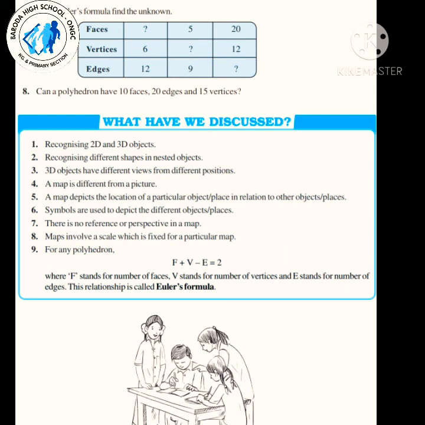So we will add the number of faces and the number of vertices. So 10 plus 15 comes to 25, and we'll subtract the number of edges. 25 minus 20 is 5, which is not equal to the right hand side. So this data does not satisfy Euler's formula. Hence the given data is not of a polyhedron.